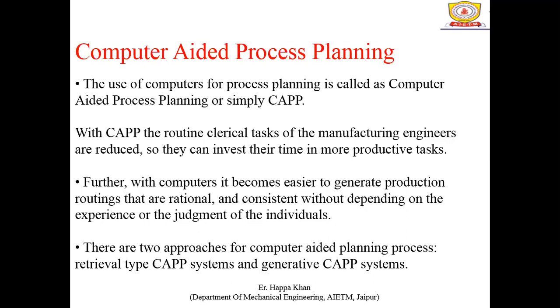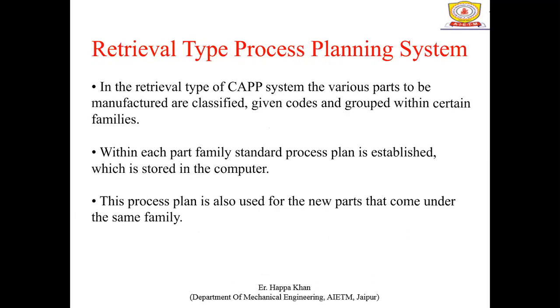There are two approaches for computer-aided process planning: retrieval type CAPP systems and generative type CAPP systems. The first one is retrieval process planning and the second one is generative process planning. So now we will discuss retrieval type process planning. As the name indicates, we have to retrieve the process plan from the computer for the particular parts. Okay, is that clear?